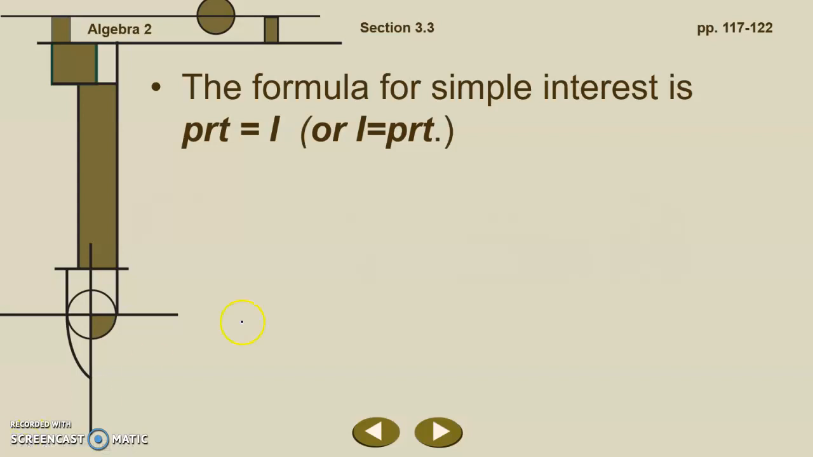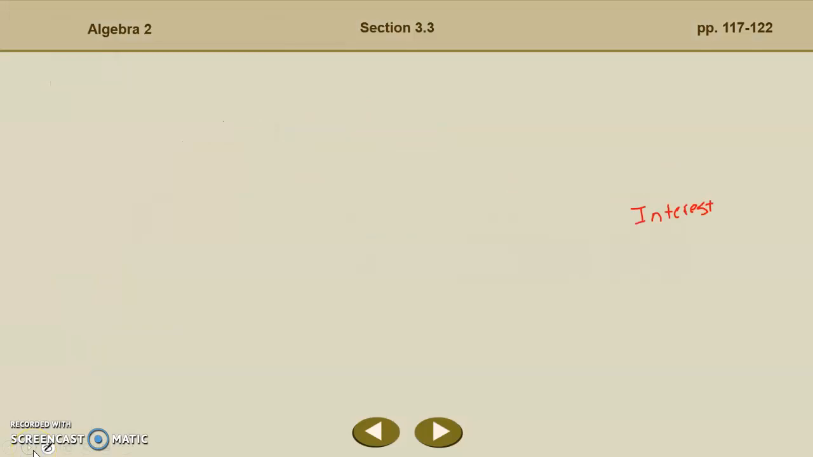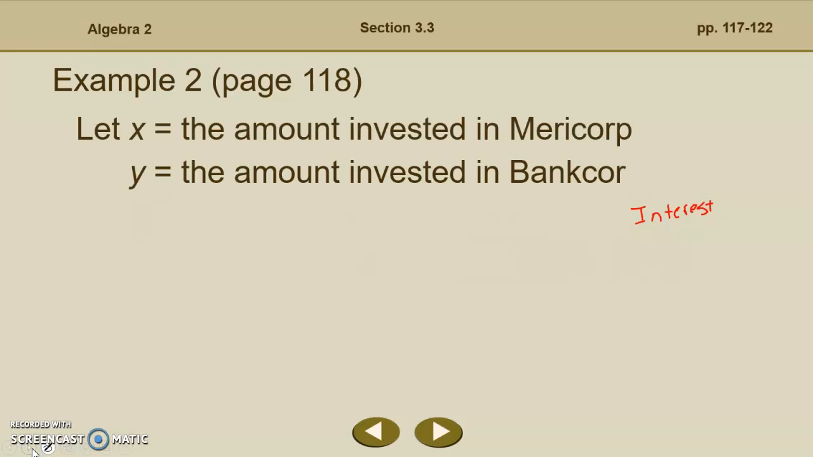And that's what this capital I stands for. So if you put $100 in the bank and you're getting paid 1% interest each year, then at the end of that year, you've made $1. It doesn't seem like a whole lot, but that can compound over time, and you're probably going to have more than just $100 in the bank. Anyway, that's where this formula comes from. The rate and time are typically given in years, and 1% per year is what we mentioned. This example comes from page 118 of your book if you want to take a look at it while we are going through it.